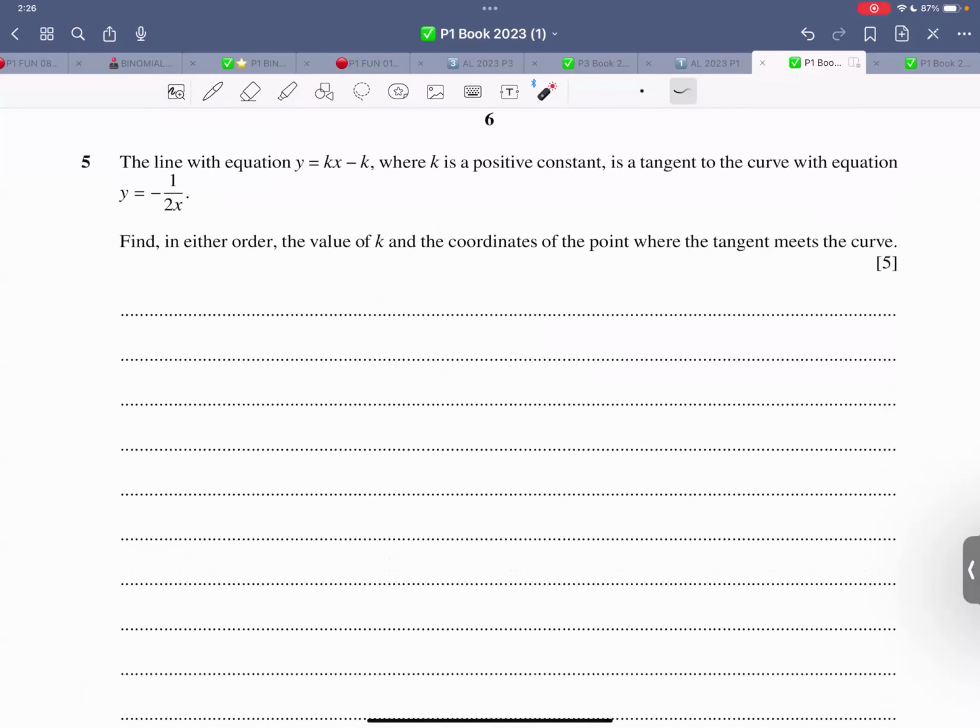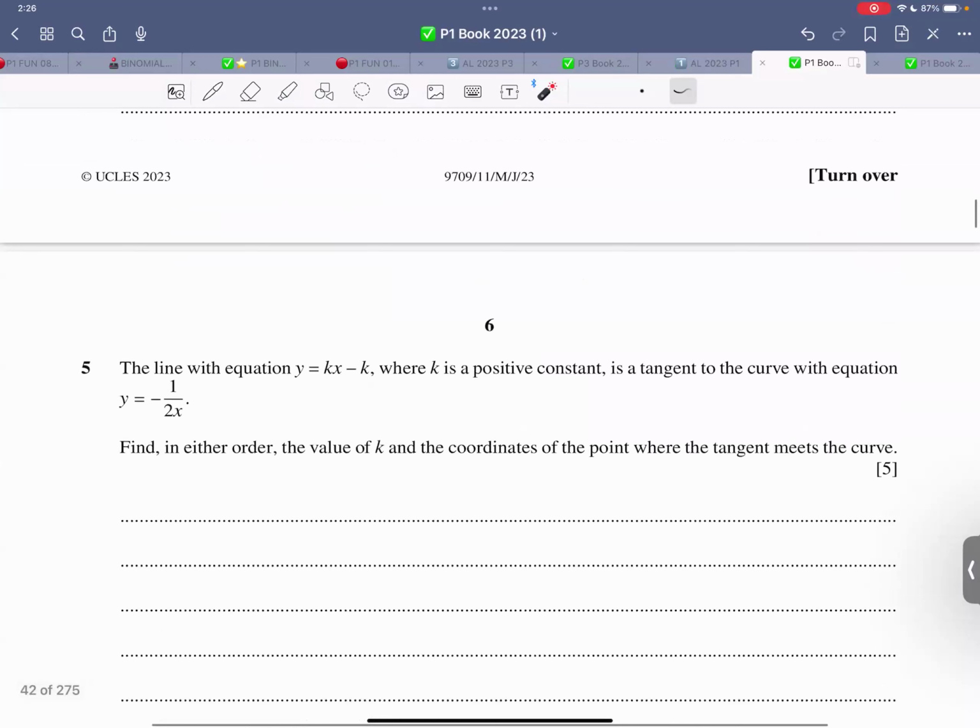Question number 5. Now, question number 4 had no parts, only one part. Question number 5 again has no parts. Now read the question for yourself and then I'll get started. Question number 5, it says, the line with equation y is equal to kx minus k, where k is a positive constant, is tangent to the curve with equation y is equal to minus 1 over 2x. Find in either order the value of k and the coordinates of the point where the tangent meets the curve.